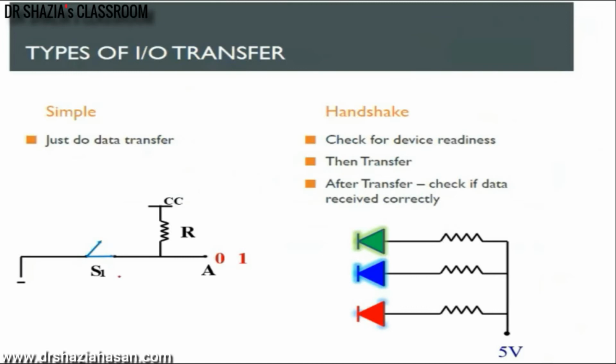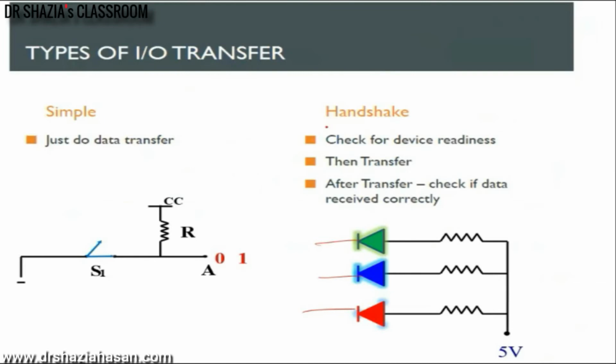Here, the second stage or cross verification is not done. Yes. So whenever the data is read from the switch, it will be given to the processor, or whenever the data is sent from the processor, it will be given to the device. Yes. Simple mode of data transfer.